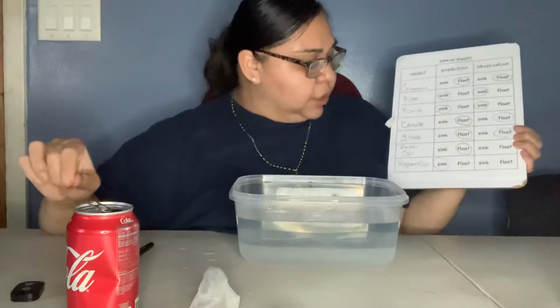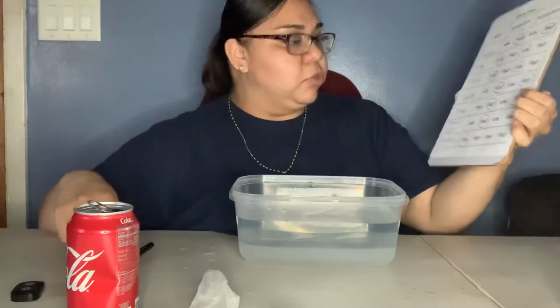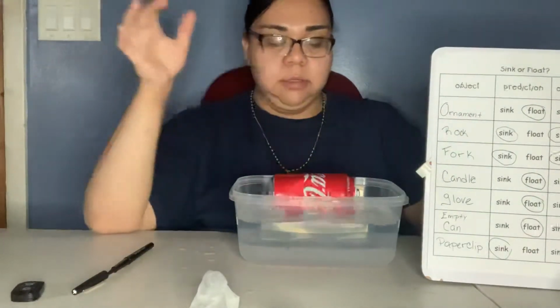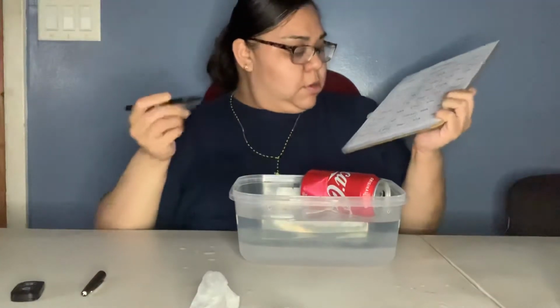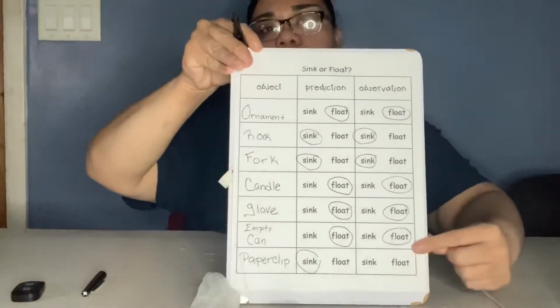Our next object is a can. My prediction is it would float. So now let's see what happens. Yep, it's floating. Let's circle float. Float, right here.